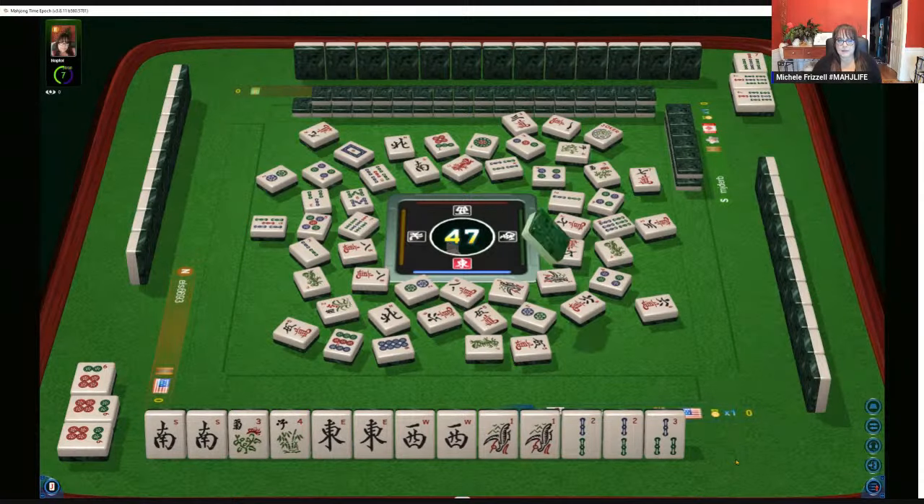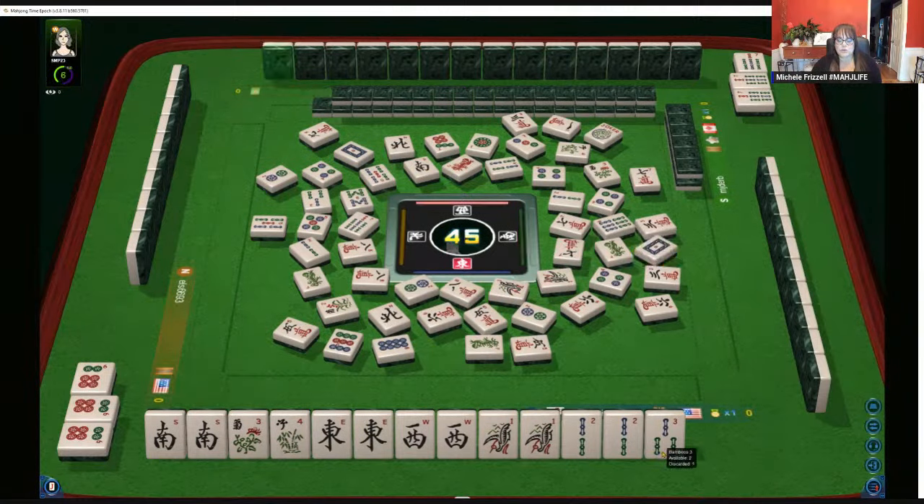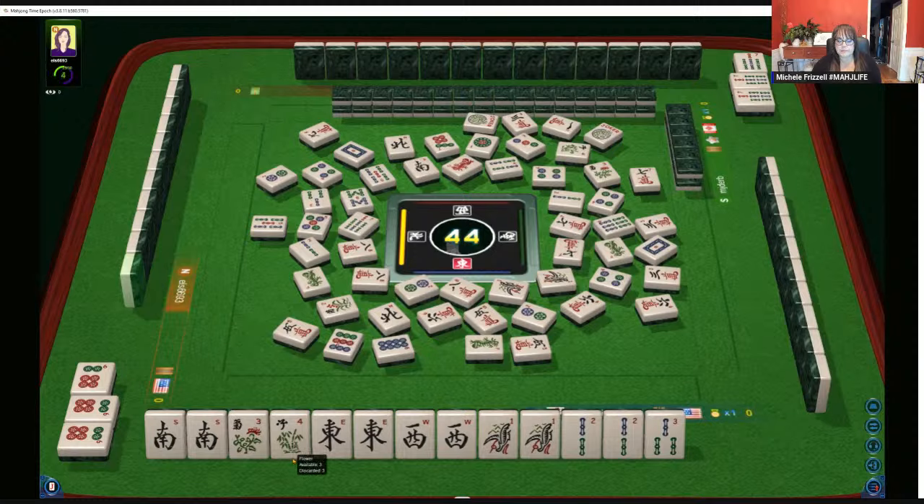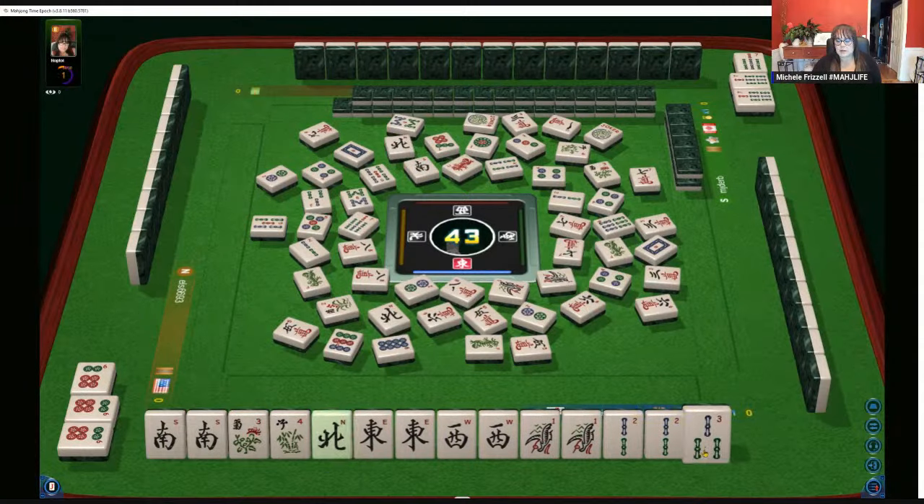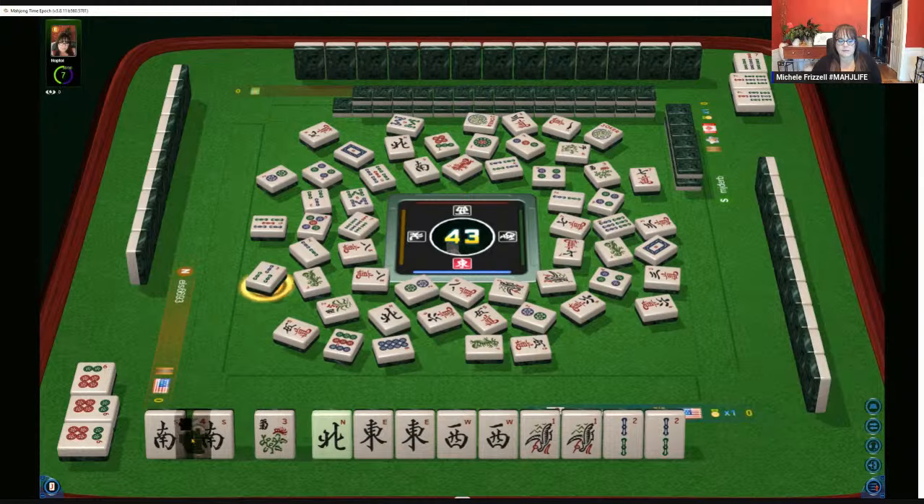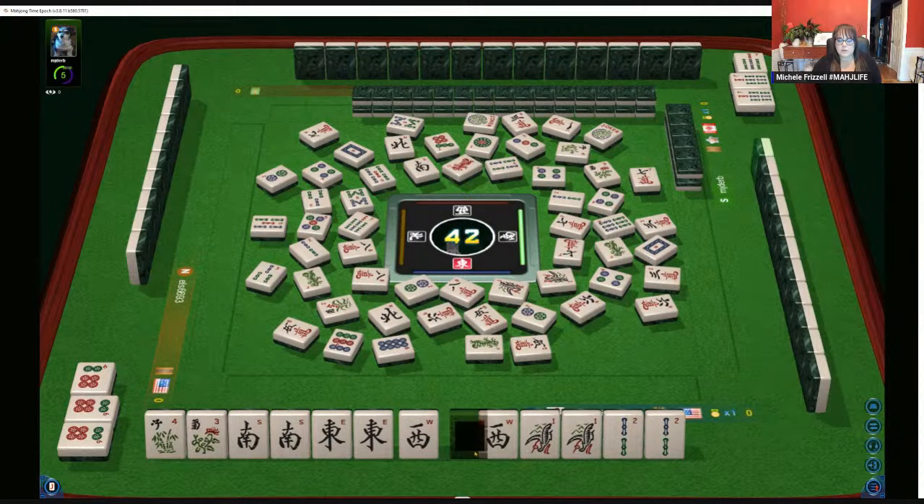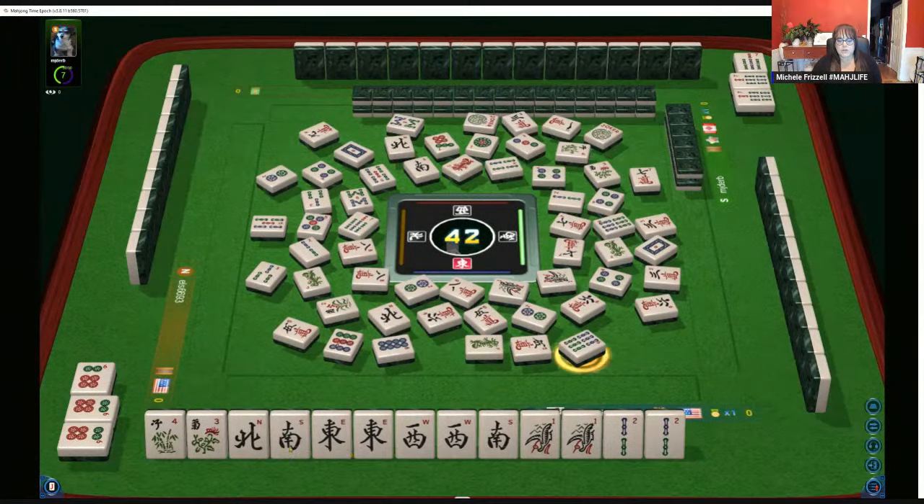Nine characters. Three crack. We don't need that. Three characters. I think we should dig in with east and west with a run, even though we need a joker here. Joker. Oh my gosh, that's painful. Eight bamboos. There's a north. Oh my gosh. All right, forget it. Three bamboos. Let's stick with news now that we have the north.